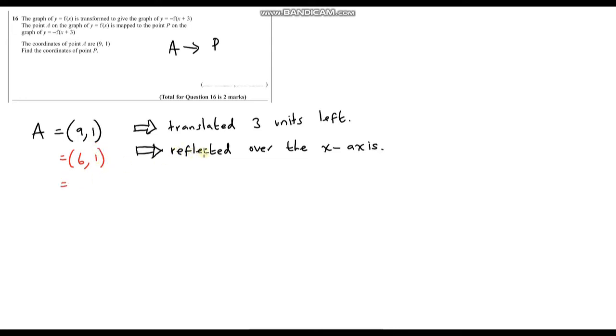Now if we reflect that over the x-axis, what are our coordinates going to be? We're still going to be 6 along because the x coordinate doesn't change when we reflect over the x-axis, but the y coordinate will. That will go from 1 to negative 1. So the coordinates of point P, let's write it down up here, are going to be 6, negative 1.